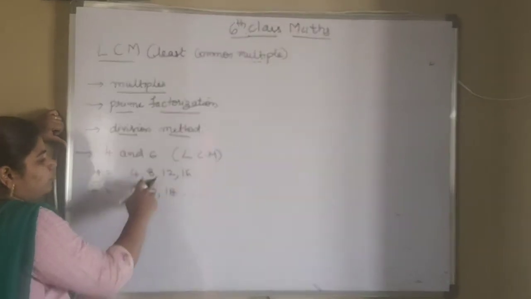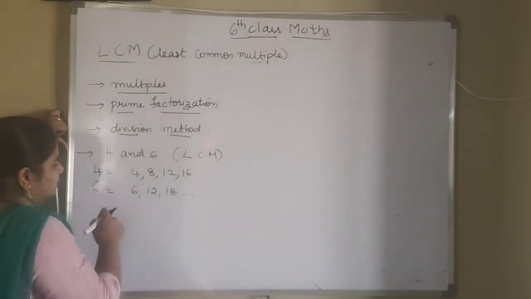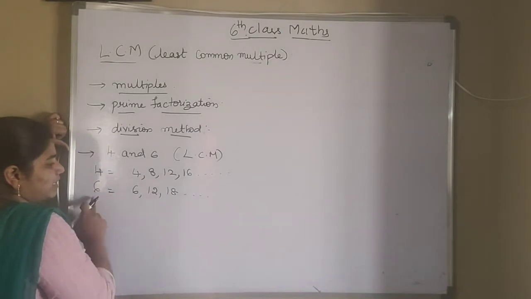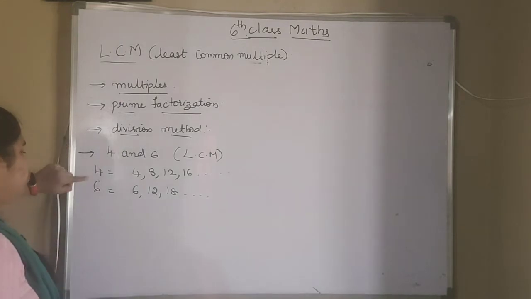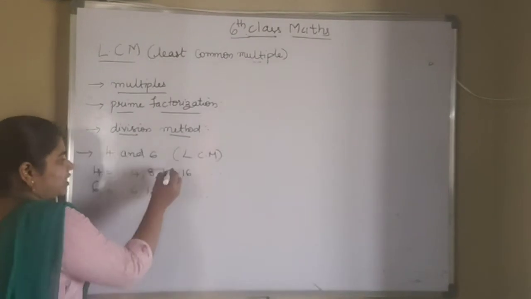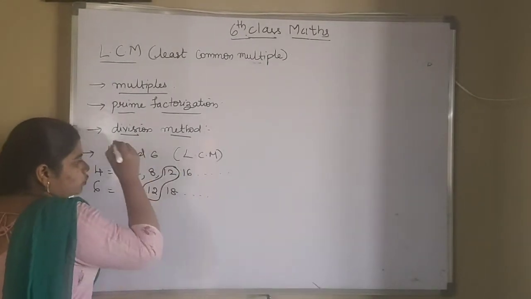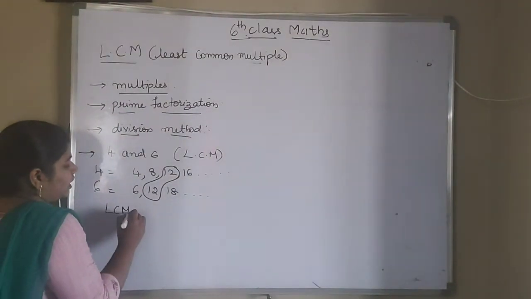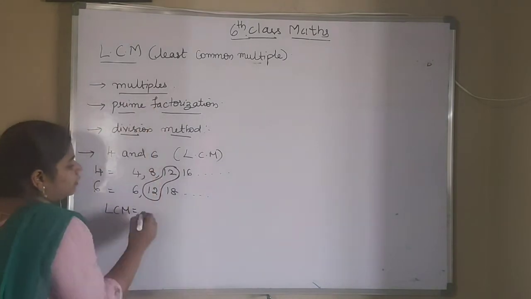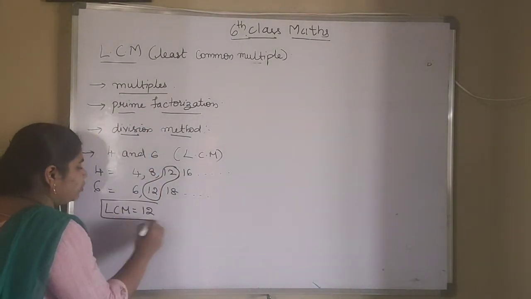4 1s are 4, 4 2s are 8, 4 3s are 12, 4 4s are 16, as well as 6 1s are 6, 6 2s are 12, 6 3s are 18, and so on. So in these 2, what is the least common multiple you are seeing? That is 12. This is how you find the LCM by using the multiples method. So we got the LCM value as 12.